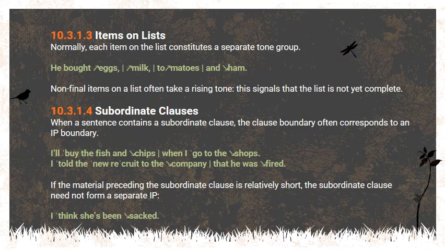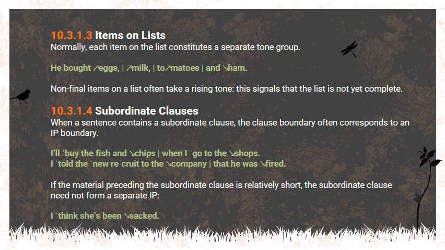Items on a list. Normally, each item on the list constitutes a separate tone group. For example, he bought eggs, milk, tomatoes, and ham. Non-final items on a list often take a rising tone. This signals that the list is not yet complete.